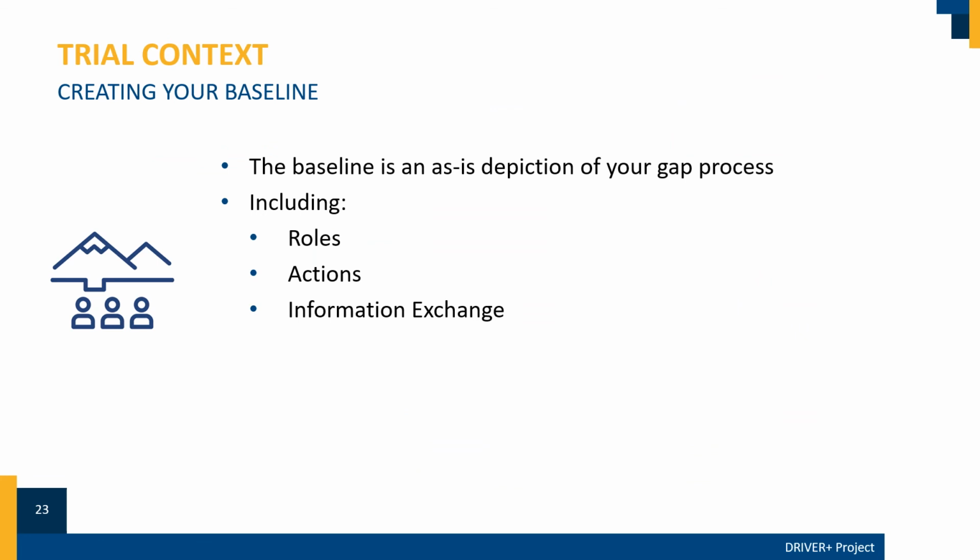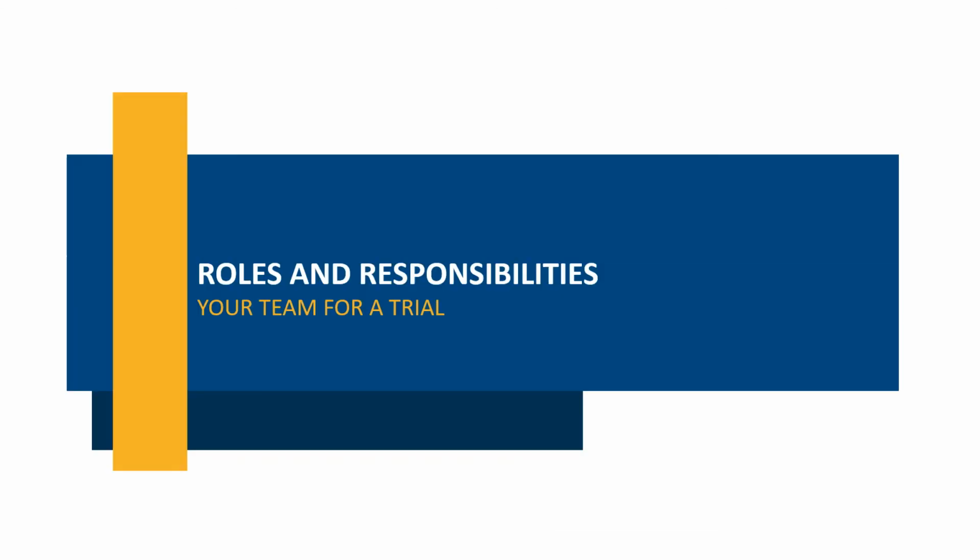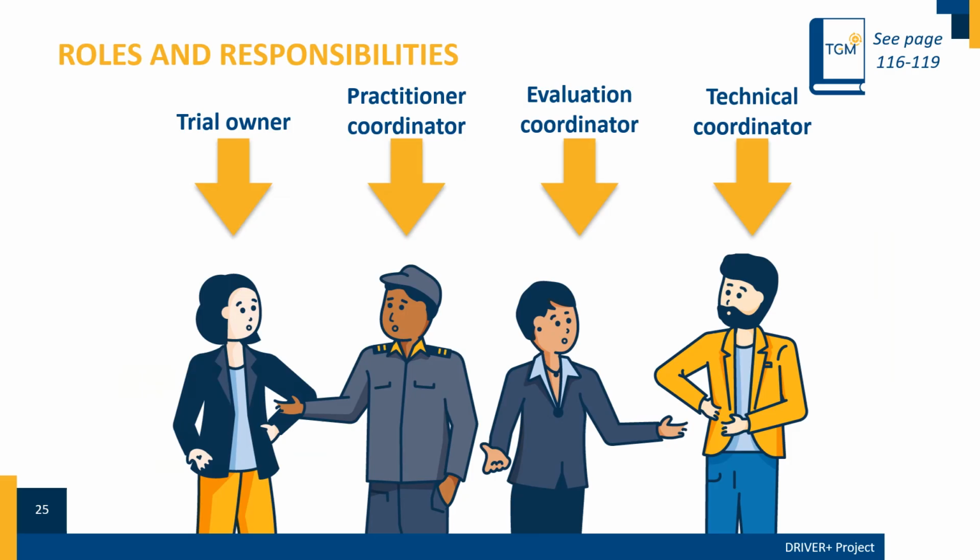After you have set the trial context, you can start creating the baseline of your gap process to gain deeper insights. The baseline is a depiction of the current process in which your gap occurs. This depiction includes all roles, tasks, and information exchanges, including the means by which they are done. Check session 5.4 for further information on how to create a baseline and how to model the desired to-be process, being the innovation line. Now we shortly present the roles and responsibilities in a trial.